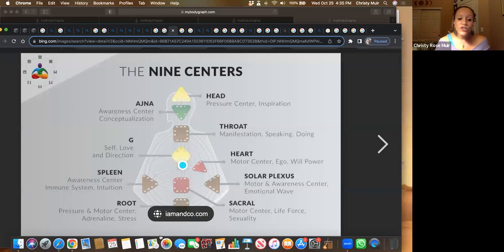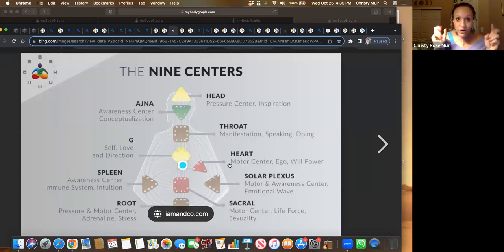We have 2 pressure centers. You'll notice that the root says pressure, the head says pressure. So what's basically happening is there's a stream of energy coming down from above the head. There's a stream of energy coming up from the earth. So that's Kundalini. Spirit coming down, Kundalini coming up, pressurizing the energy as it moves through all of these different gates and centers in the body.